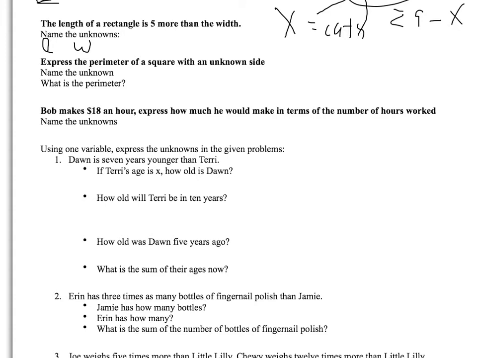Now, we're going to directly translate this right here. So it says the length of a rectangle, L, means equals. So length is 5 more than the width. Well, 5 more, we're adding 5 to something. We're adding 5 to the width here, so that's W plus 5. And this is exactly how we would write it: the length equals 5 more than the width, W plus 5.